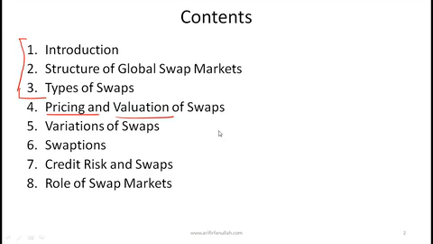Pricing and valuation of swaps. In level 1, you basically learned what is a swap. Now we will learn how to price it and how to value it. So that will be the focus of this segment. Then in the next segment, we will talk about these other items, but there isn't too much detail in these. The key is, and the most testable area is section 4, pricing and valuation of swaps.